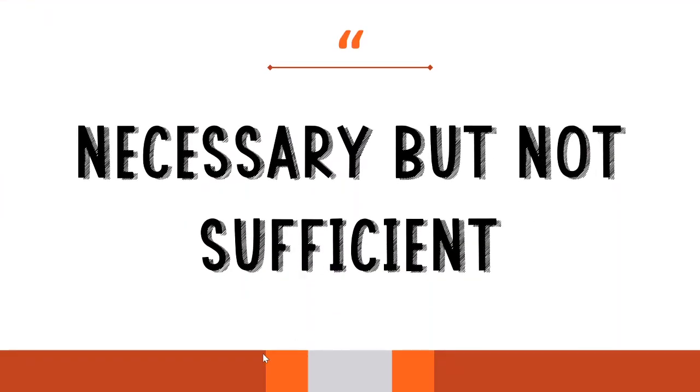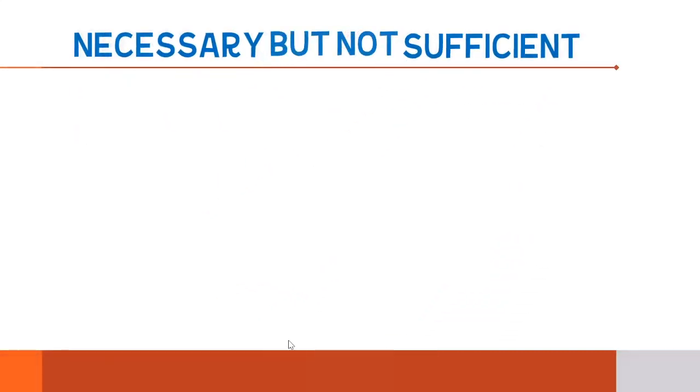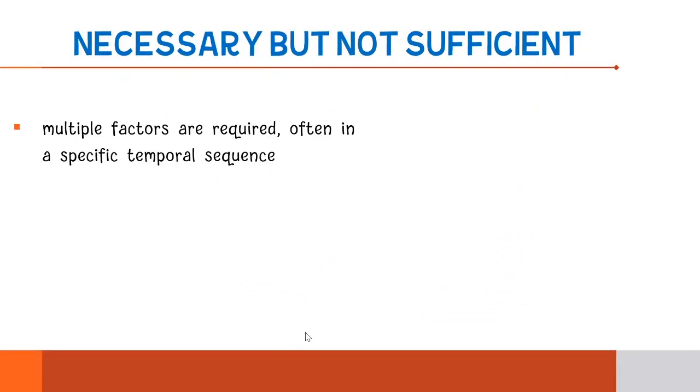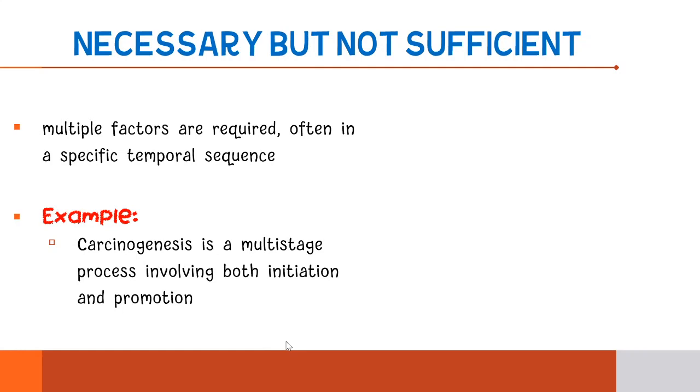Next would be necessary but not sufficient. Now, necessary but not sufficient, actually we are trying to look at multiple factors here. So that is why as you can see, multiple factors are required and it is often in a specific temporal sequence. Now, an example for this is carcinogenesis. Carcinogenesis is a multi-stage process involving both initiation and promotion. Now, for cancer to result, a promoter must act after an initiator has acted.